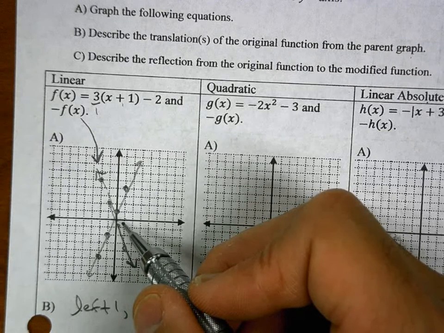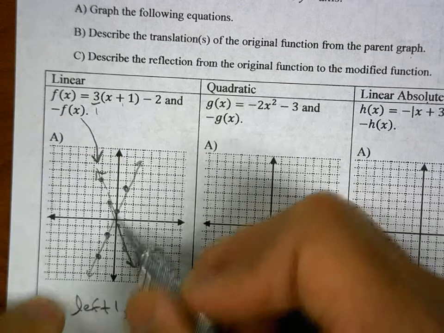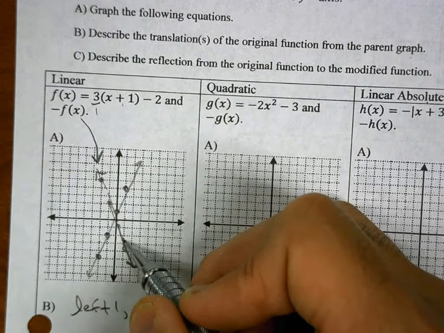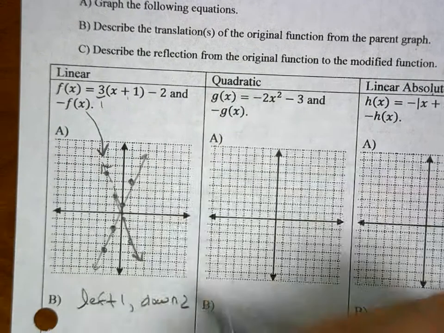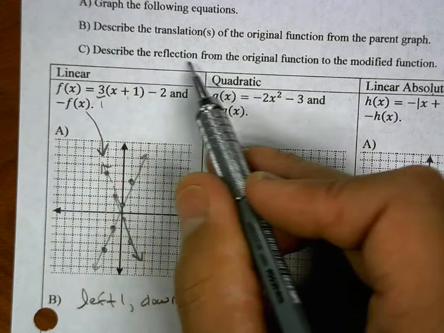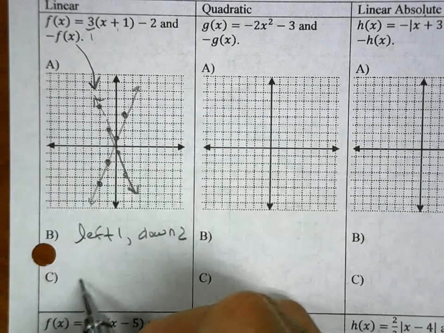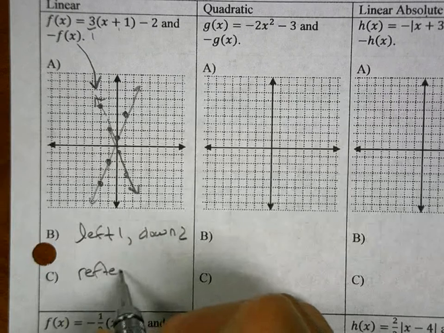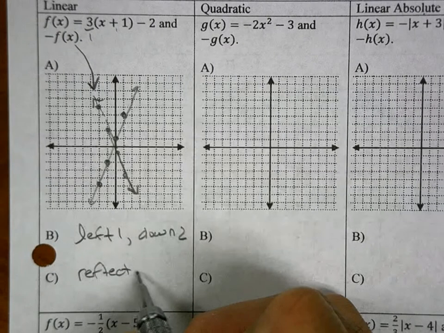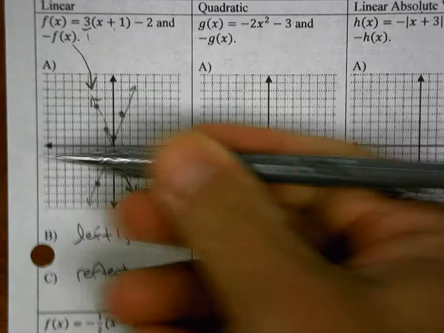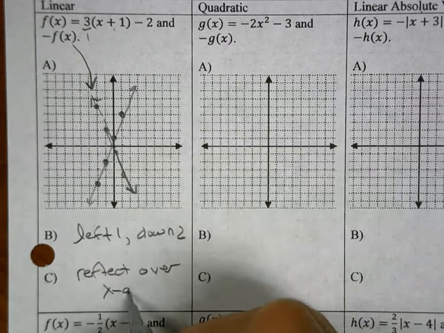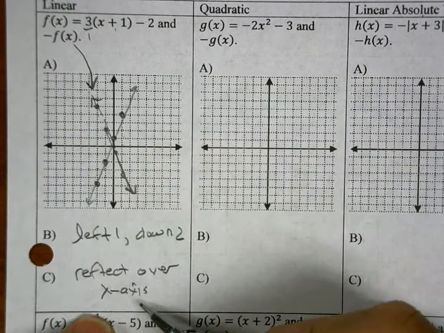Okay, we'll look at some others. But that's the reflection. This is the reflection. C says describe the reflection from the original to the modified function. We'll just put it reflects over the x-axis. Reflects over the x-axis.